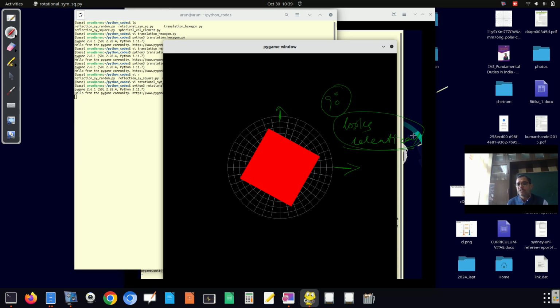It looks identical. So that means it is rotationally invariant. It will remain as it looks before when it's rotated through 90 degrees. So it's a fourfold symmetry element, a fourfold rotational symmetry. It has fourfold rotational symmetry, right?